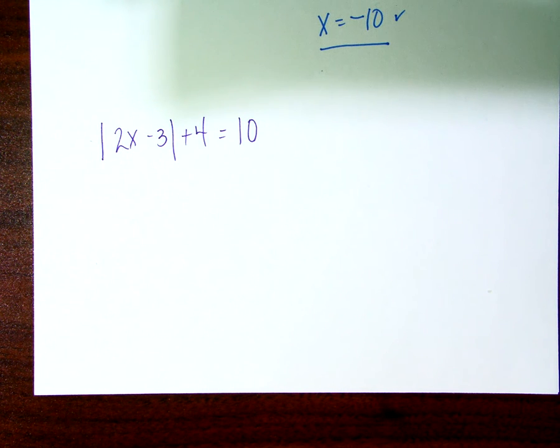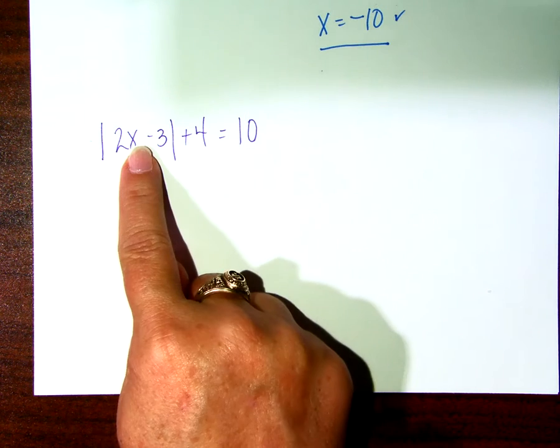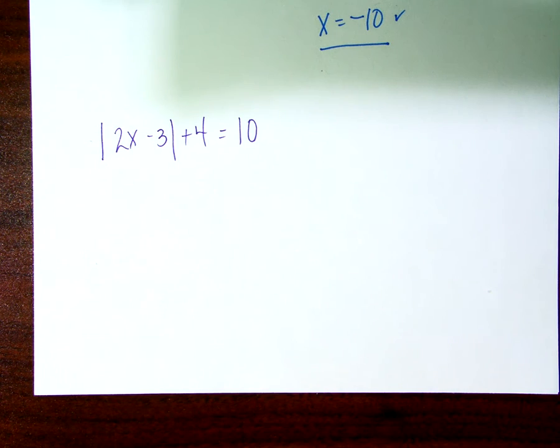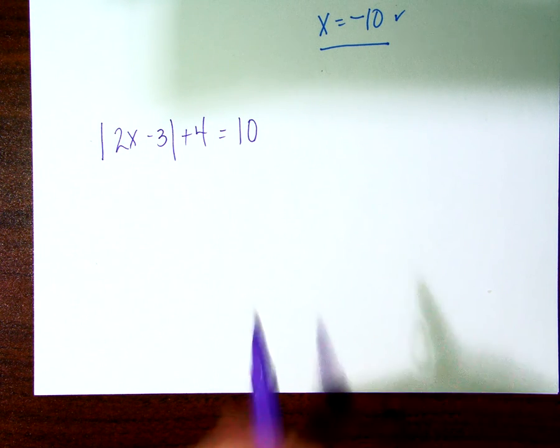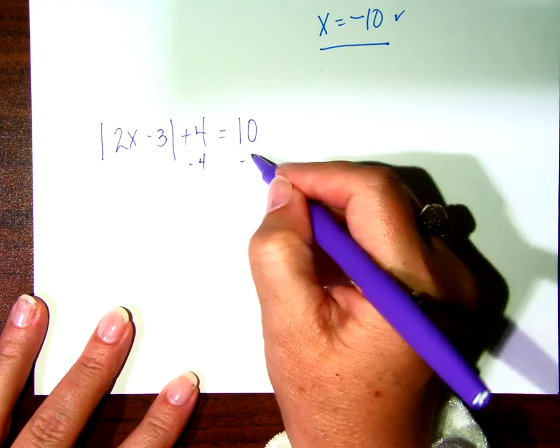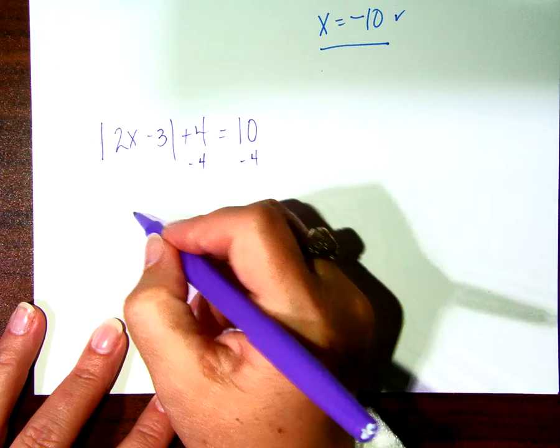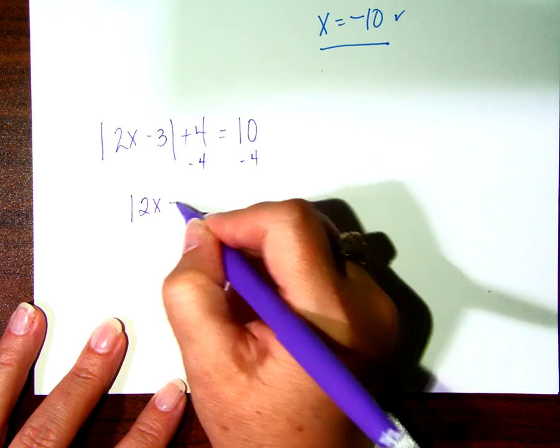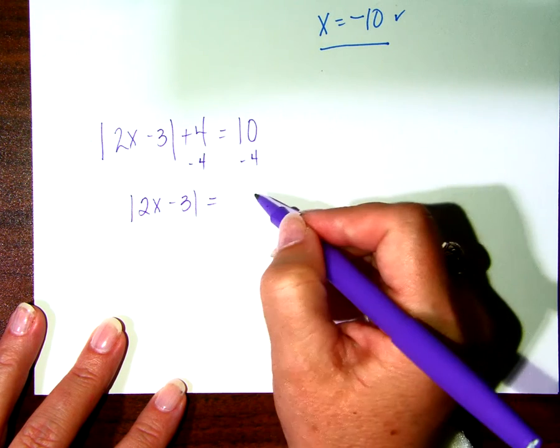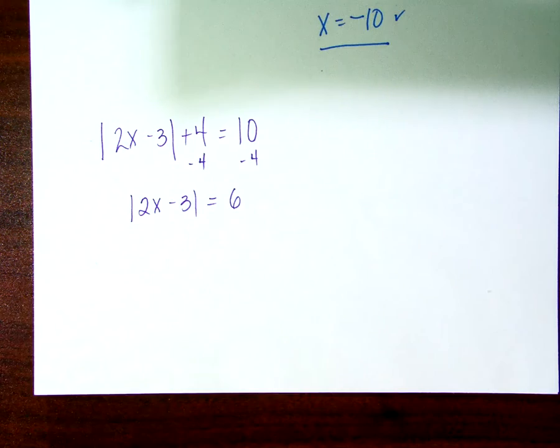What should I do first? Why do you want to subtract 4 first? Why can't you just write this into two parts like we did a second ago? We can only do that when the absolute value is isolated. Okay? So yes, absolutely we have to subtract 4 first. That gives us absolute value of 2x minus 3 equals 6.